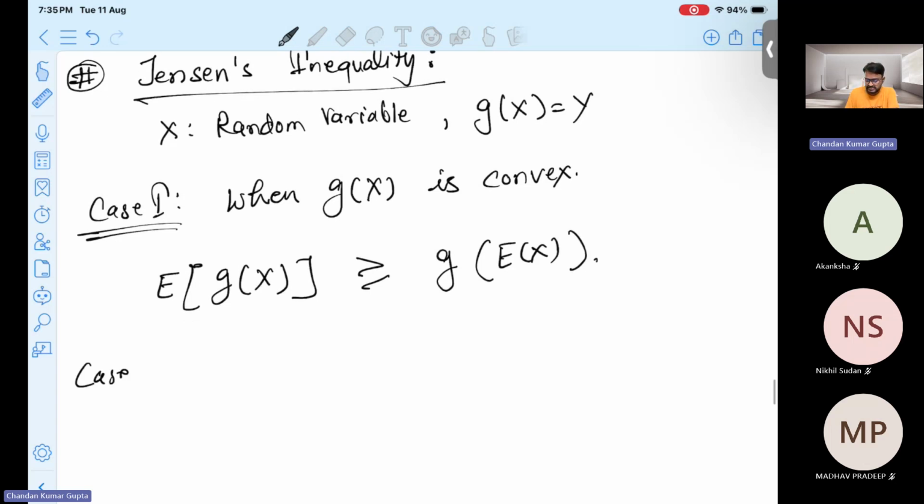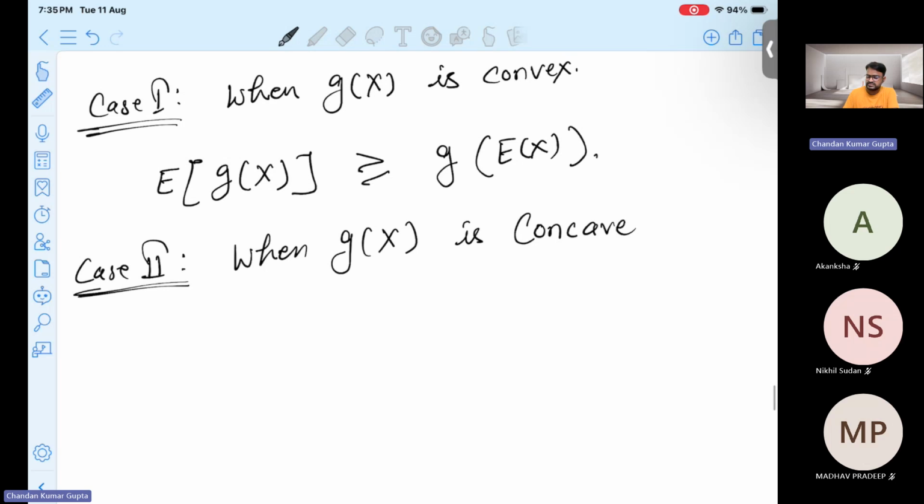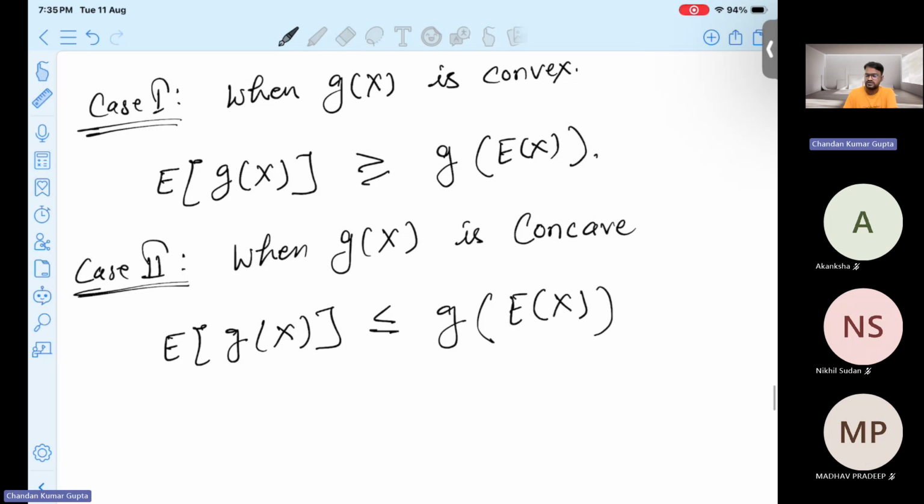And obviously, case two is just the reciprocal of this: when g(x) is concave, in that case, the expected value of g(x) is less than or equal to the functional value of the expectation of x. You may know how to find whether the given function is convex or concave by using the first and then second order derivative. We will have one question on this topic as well.